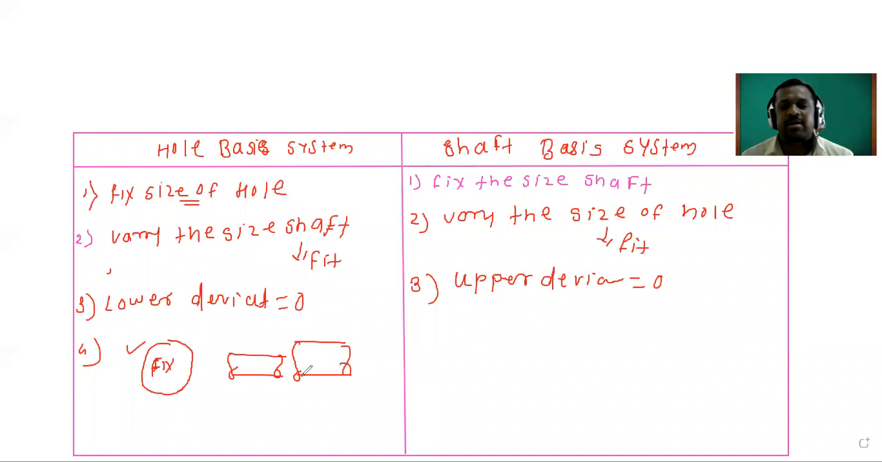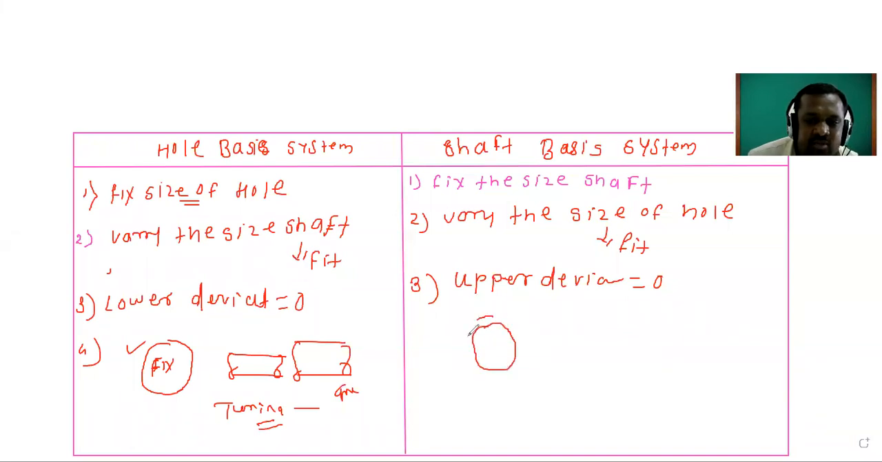How can we vary the size of the shaft? With the help of turning or with the help of grinding. With turning and grinding we can easily vary the size of the shaft. Making the shaft smaller is easy, right? But to vary the size of hole is very difficult, because standard bits are there.